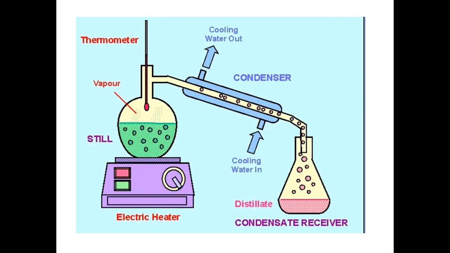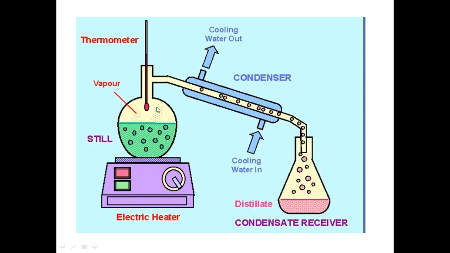So let's look at the setup of the simple distillation. The separation technique is done by heating. So the first one is the heater, which can be an electric heater or a Bunsen burner. The first part of every distillation setup is a heater or heat source, which can be an electric heater or, let's say, a Bunsen burner.